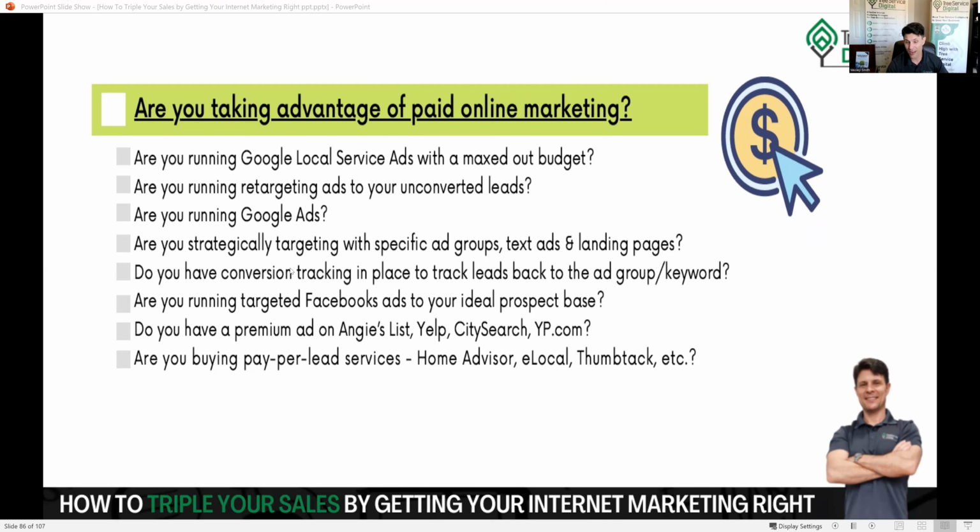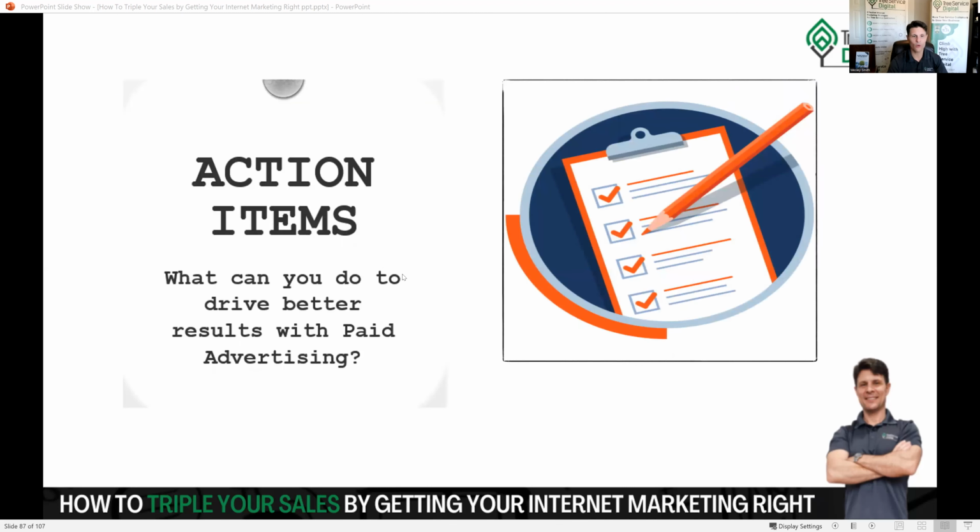Do you have conversion tracking in place to track the leads back to the ad group so you know what's converting? Are you running targeted Facebook ads to get your ideal prospect there? Do you have a premium ad on Angie's List, Yelp, or any of the other platforms? Are you buying pay-per-lead services like Home Advisor or Angie? Angie's, Home Advisor, same thing now. So what do you guys do? What are some of the action items you can write down there to get better results with your paid ads?